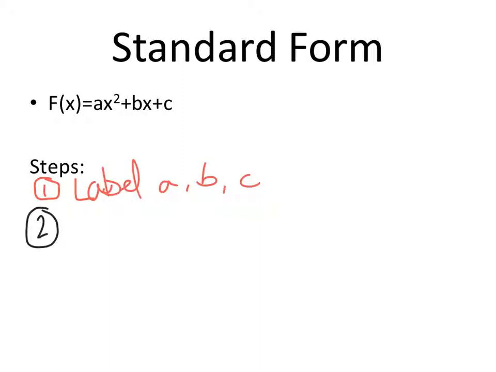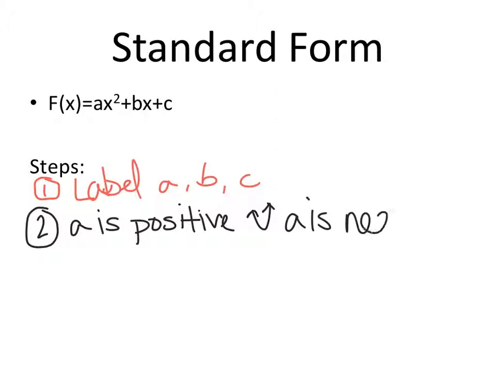Step two is I'm going to look at a. If a is positive, my graph is going to open up or smile. And if a is negative, then the quadratic is going to open down or frown. So for here, a is still going to tell us whether our graph opens up or down.